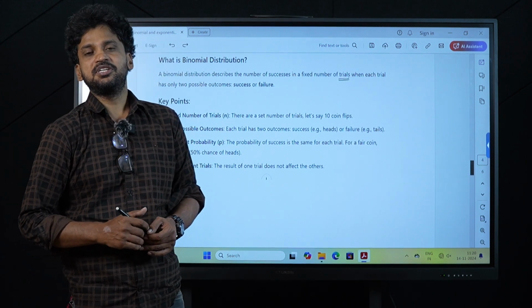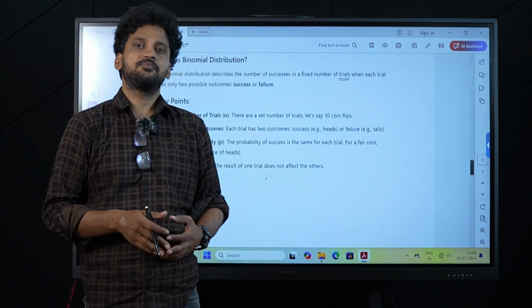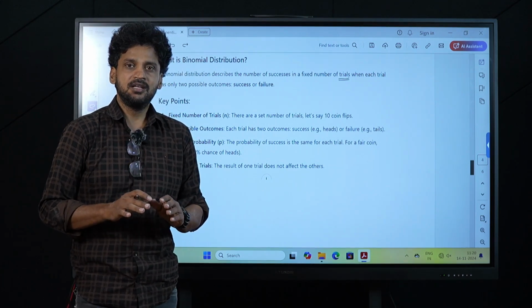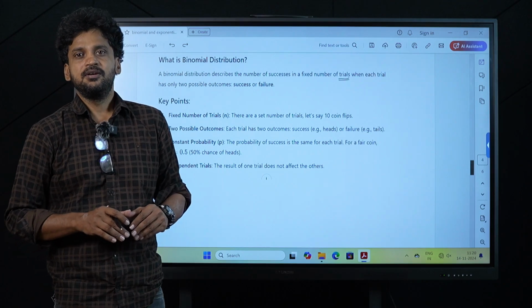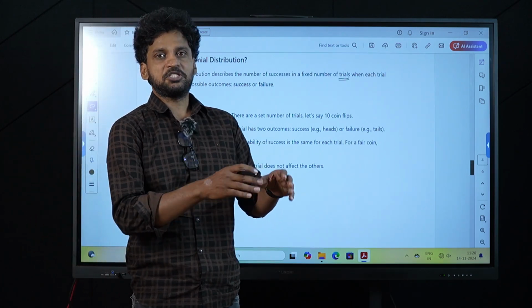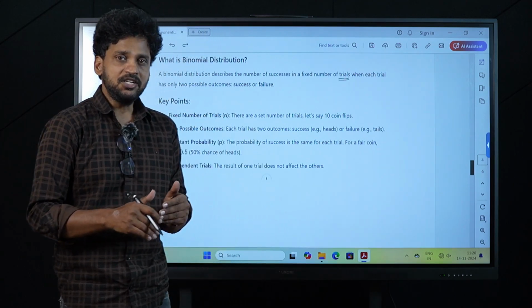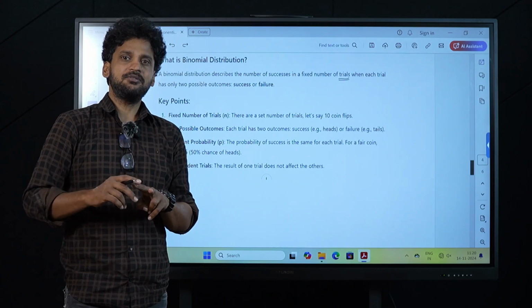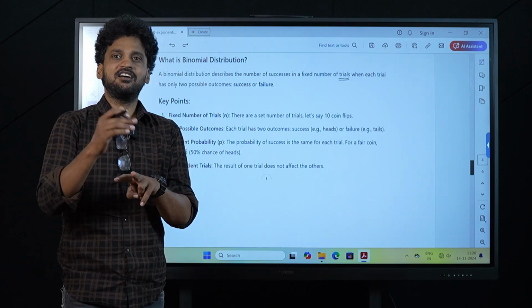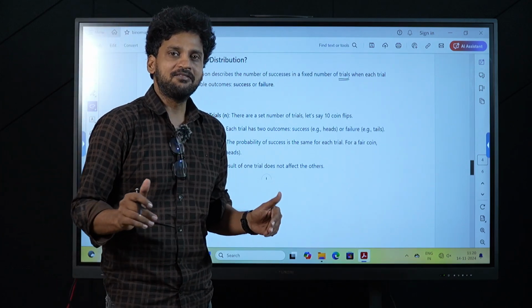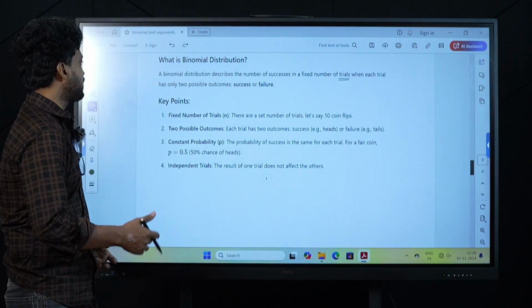The next distribution technique is binomial distribution. What is this binomial distribution? Let us understand. The binomial distribution calculates the probability of the number of successes in a fixed number of trials, where each trial produces only two results, either positive or negative, success or failure. Using a simple example, we are going to make this very clear.